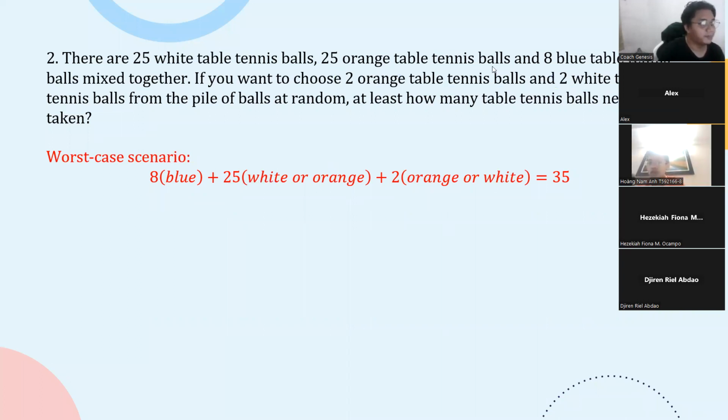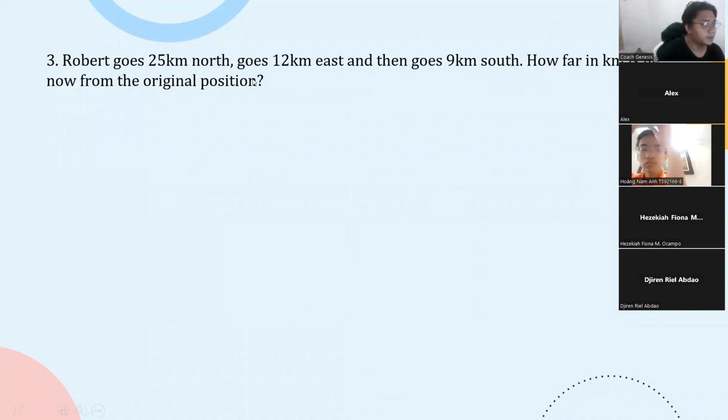Next we have number 3. Robert goes 25 kilometers north, goes 12 kilometers east, and then goes 9 kilometers south. How far in kilometers is he now from the original position?